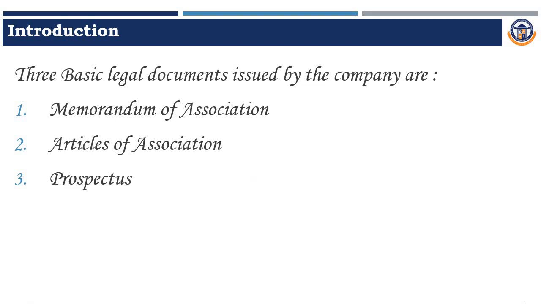If you take any company, there are basically three legal documents which are very important. The documents are Memorandum of Association, Articles of Association, and Prospectus. So in this lecture, we'll see more about Memorandum of Association.